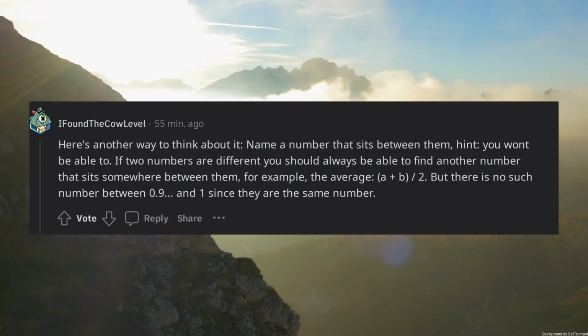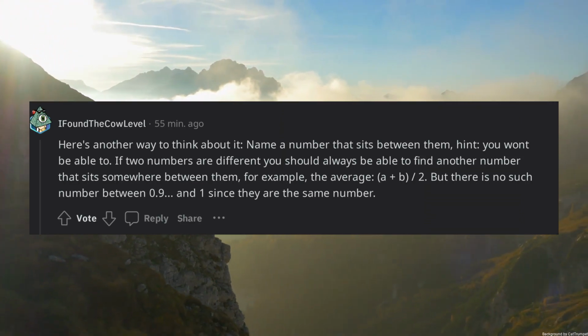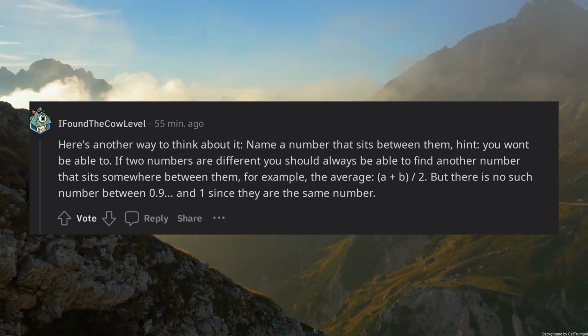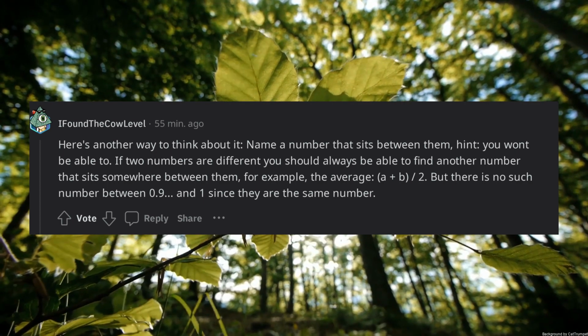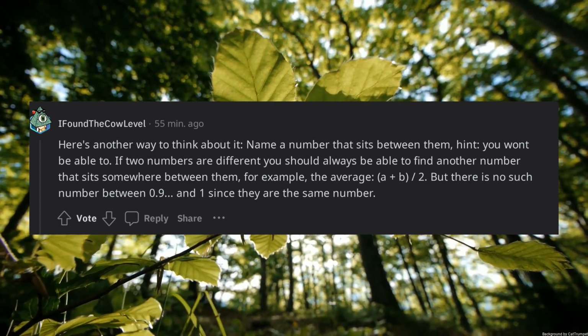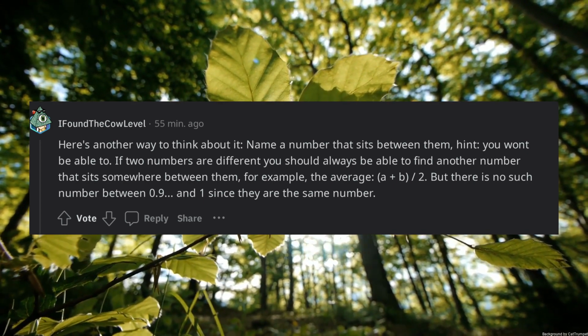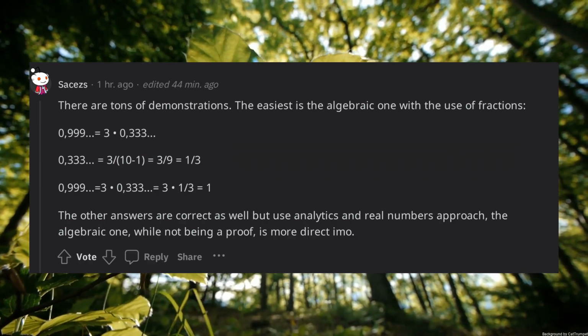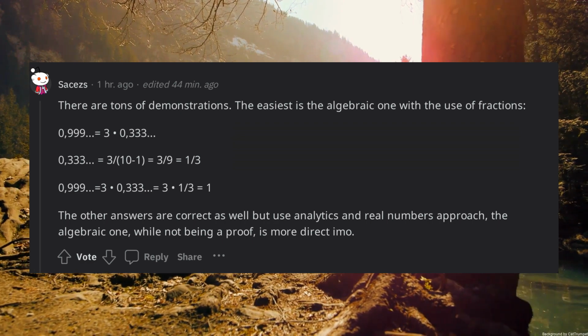So 0.9999... = 1. Here's another way to think about it: name a number that sits between them. Hint: you won't be able to. If two numbers are different, you should always be able to find another number that sits somewhere between them, for example, the average (A+B)/2. But there is no such number between 0.999... and 1 since they are the same number. There are tons of demonstrations. The easiest is the algebraic one with the use of fractions.